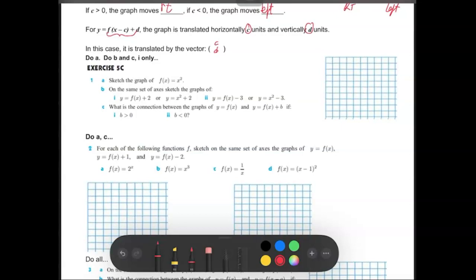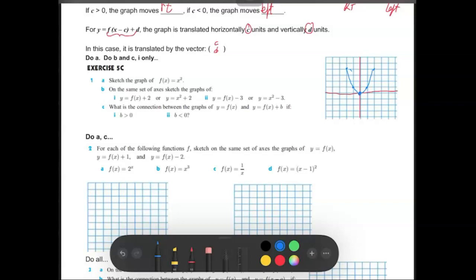Okay, exercise 5C, sketch the graph of f of x equals x squared. So that's a pretty easy graph. I'm just going to draw my axes here, and then I'm going to draw my function in blue. So my function is y equals x squared. Remember, y equals x squared looks like this. It follows a pattern: height 4, height 1, height 0, height 1, height 4, right?